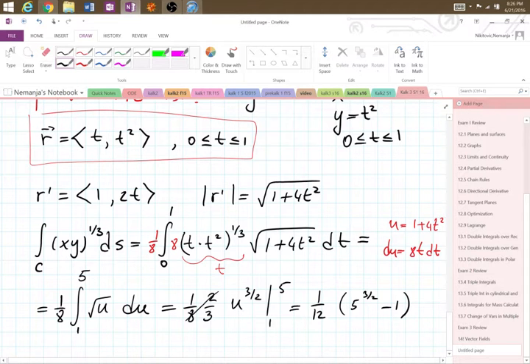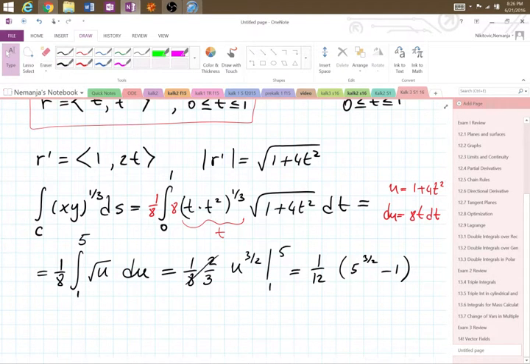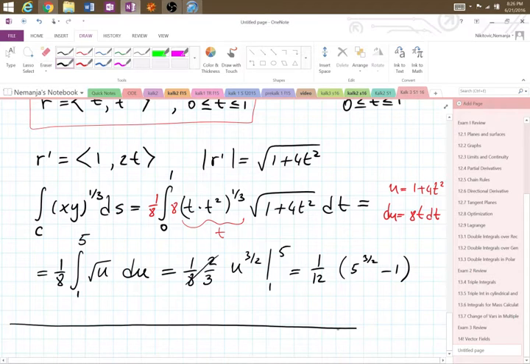That's some kind of decimal number, no one cares. Right? You can get it to arbitrary precision from there. So that is us computing the line integral.